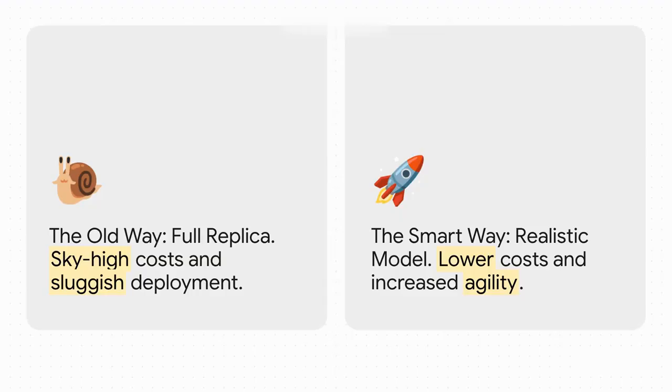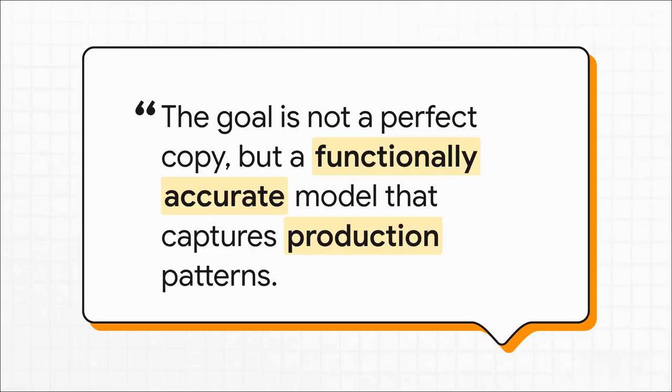This slide really lays out the two paths you can take. You've got the old way, the full replica, which, let's be honest, means sky-high costs and deployments that just crawl, taking forever to spin up. And then you have the smart way, the realistic model, and this is all about efficiency. You get way lower costs, you get faster feedback for your developers, and you end up with a much more focused, effective testing strategy. Let's really break this down, because it's important.